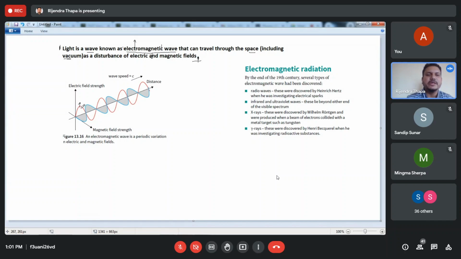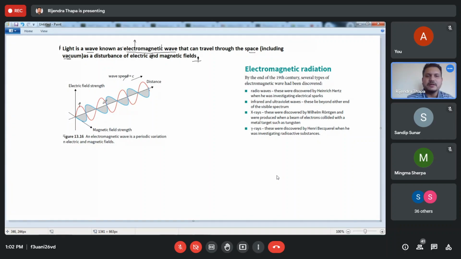This wave, created either by the oscillation of a charged particle or by the fluctuation in the magnetic field, had a speed equal to the speed of light, and then they found that light is actually an electromagnetic wave. Here this is the electric field, and these charges are oscillating along this vertical plane. Then this magnetic field is oscillating along the horizontal plane. Then the disturbance is traveling mutually perpendicular to these two.